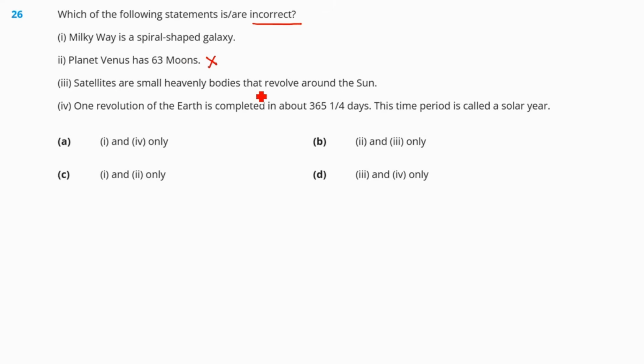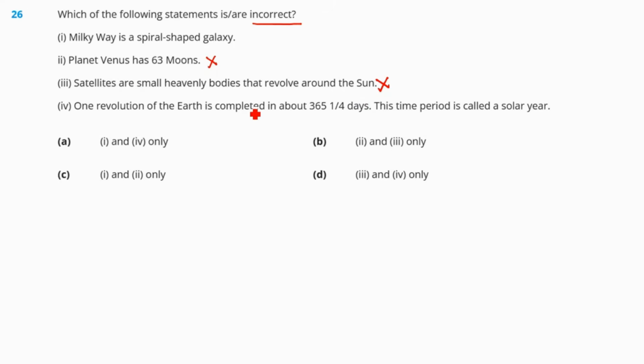Satellites are small heavenly bodies that revolve around the sun. Here it is not mentioned whether it is a natural satellite or an artificial satellite. Artificial satellites are not heavenly bodies, and they don't revolve around the sun. They revolve around the planet. Correct? So this is also a wrong statement.